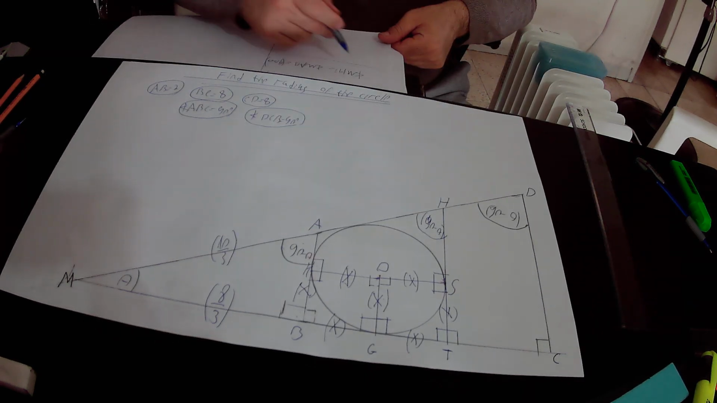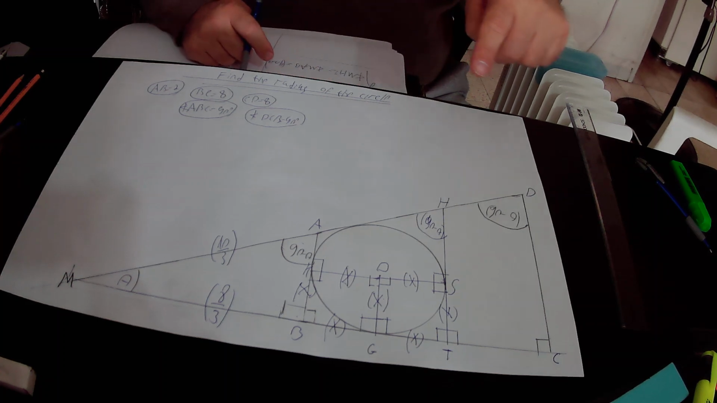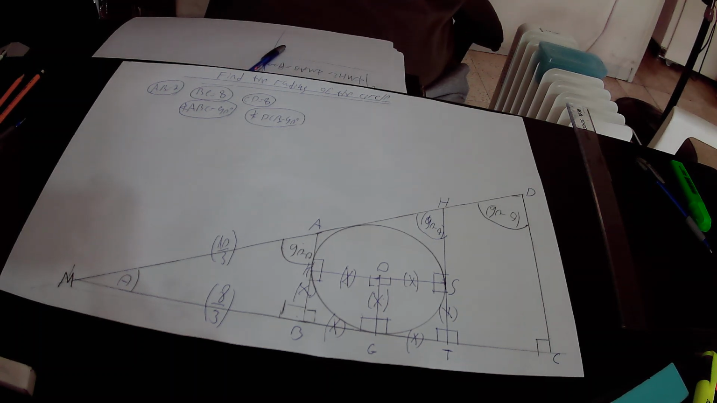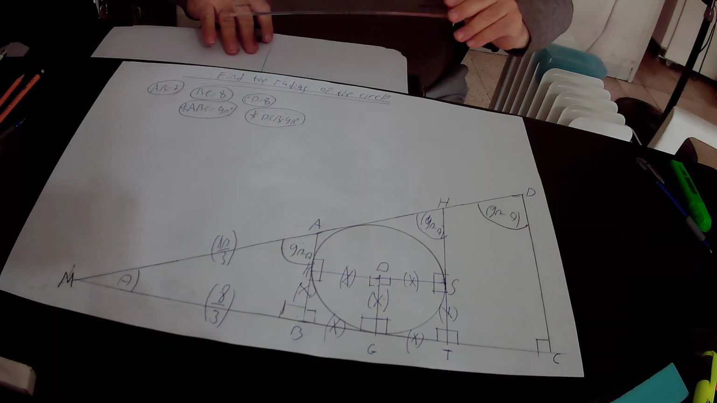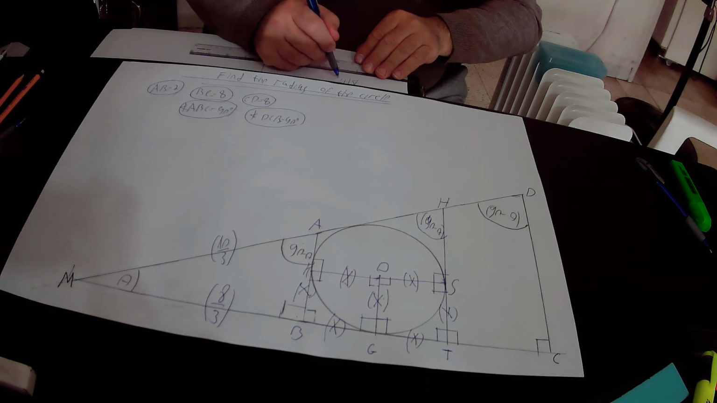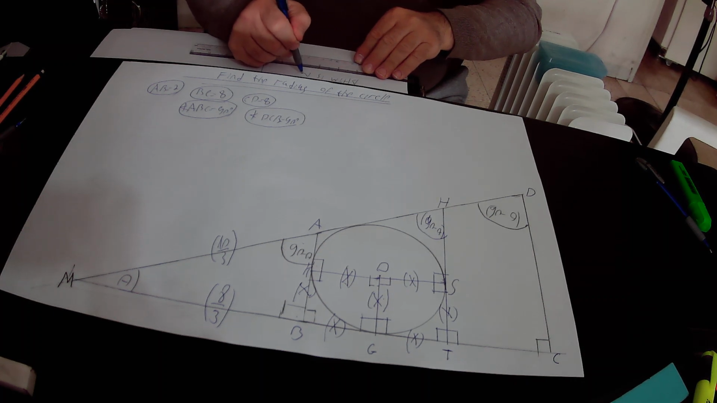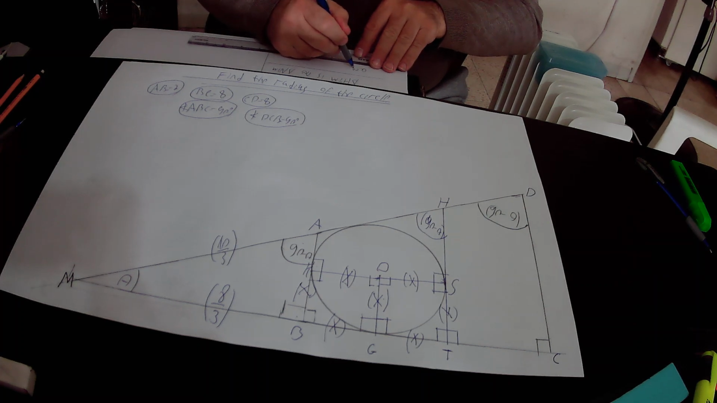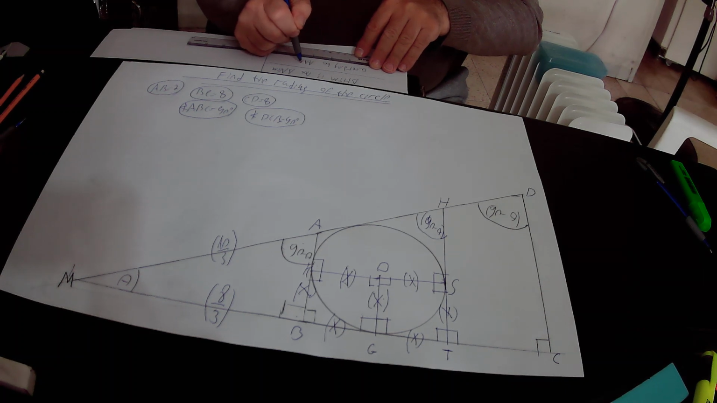So we actually proved that all three angles in the big right triangle HTM are correspondingly equal to all three angles in the small right triangle ABM. Therefore, those two right triangles are similar to each other according to the angle similarity rule. So I write it down. The big right triangle HTM is similar to the small right triangle ABM according to the angle similarity rule.